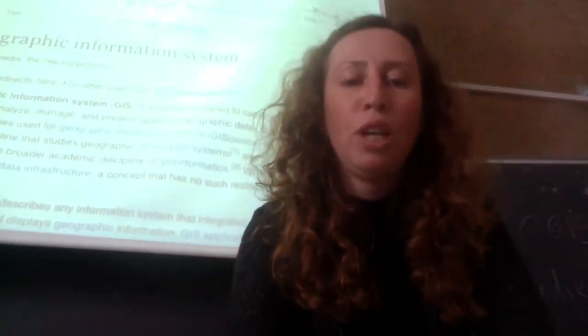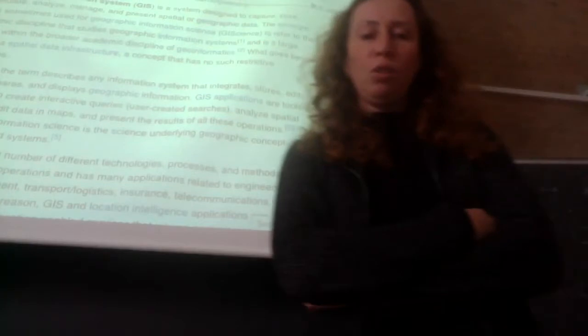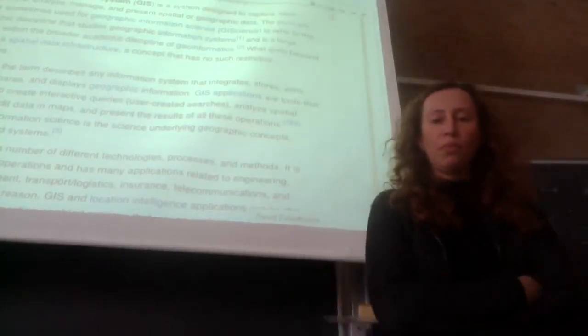So basically GIS, on the page in Wikipedia, says it's Geographic Information System. Some use it as a science, so there are some debates. Basically the term describes any information system that integrates, stores, edits, analyzes, shares, and displays geographic information. So basically anything that has geography within is within Geographic Information System.